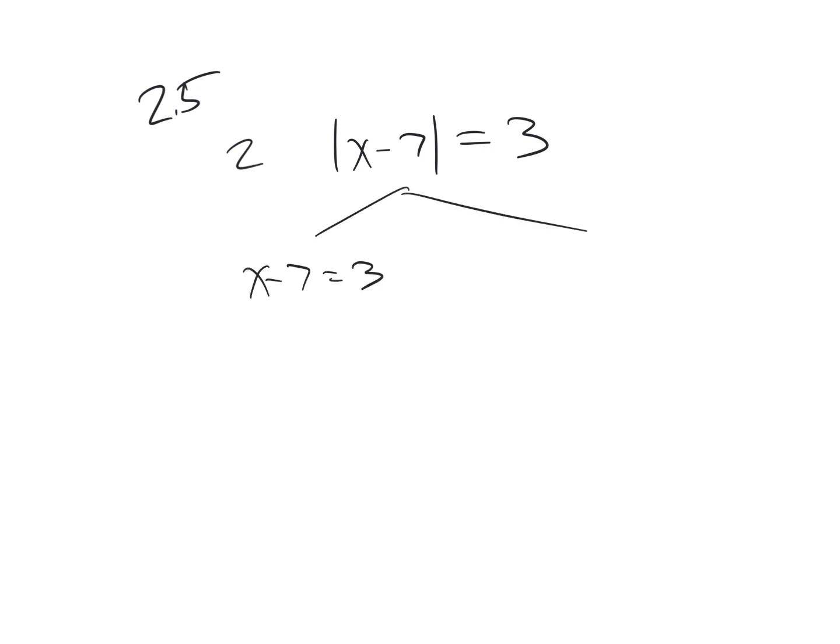2.5. Real quickly, everybody do this one. This is number 2. The absolute value of x minus 7 equals 3. Go. Okay, split these up. x minus 7 equals 3, and x minus 7 equals negative 3. Add 7 to both sides, and you get 10 and 4. Who got it right? All right, easy one.